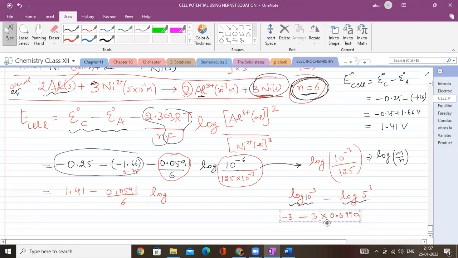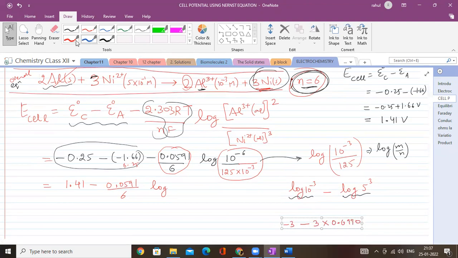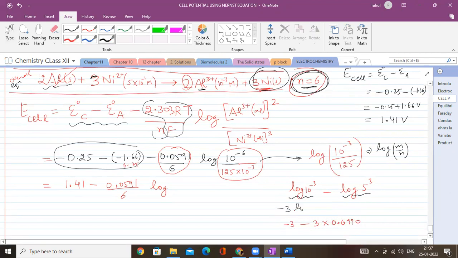I repeat, you can write this step in a more appropriate way, and that is minus 3 log 10 minus 3 log 5. So minus 3 log 10 is minus 3, and 3 log 5 is 0.6990. So I'll solve this. Whatever value I get, I'll put this value here, and of course I'll solve it. I'll be able to get the answer in volt. I still remember it comes out to be 1.46 volt. So I hope now you can solve this question.